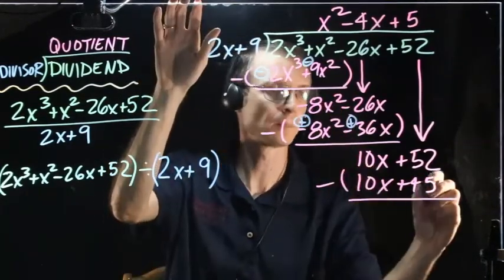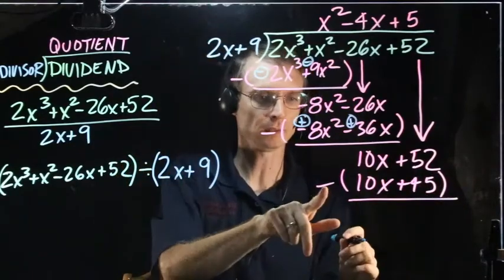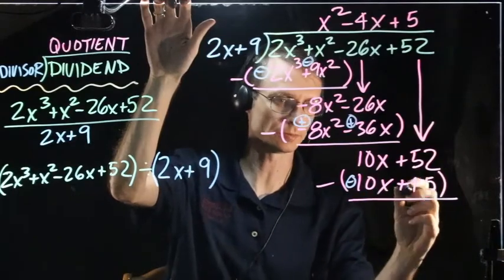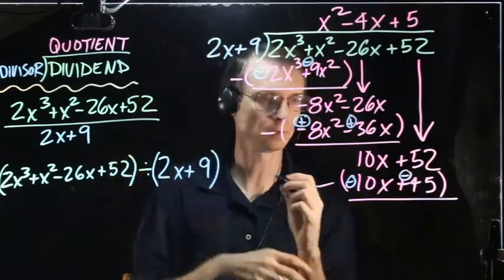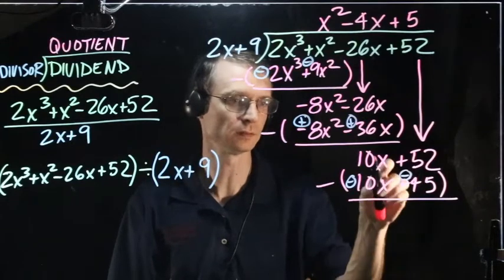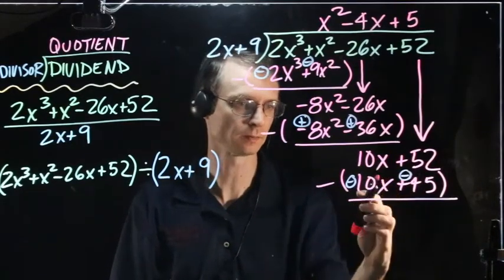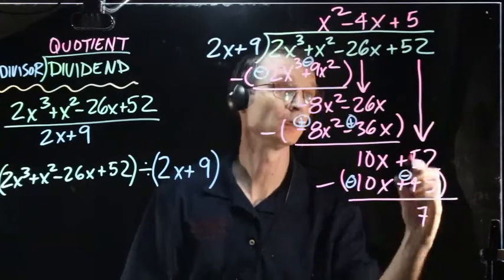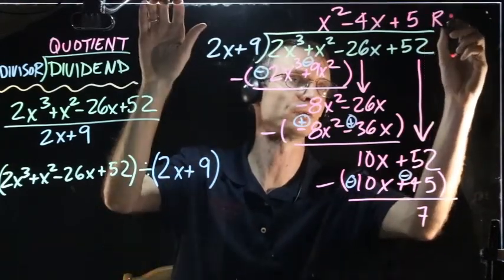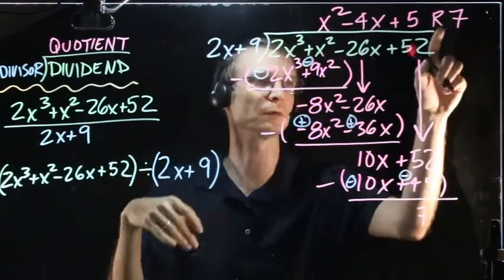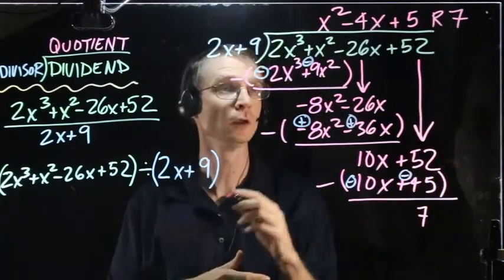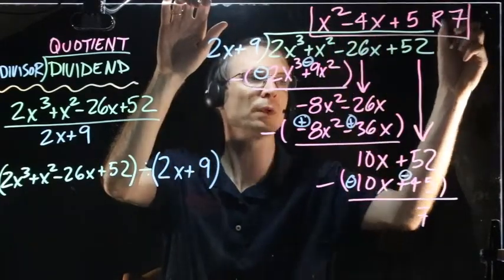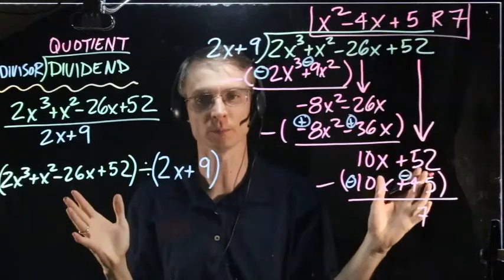Okay, negative times 10x is a negative 10x. Negative times a 45 is a negative 45. So 10x minus 10x is 0. 52 minus 45 is 7. So we have a remainder. I don't know if you remember writing this in elementary school, but we have a remainder of 7. So we have our answer. Fantastic. We've got it. We have our quotient. We've done the problem. We're finished.